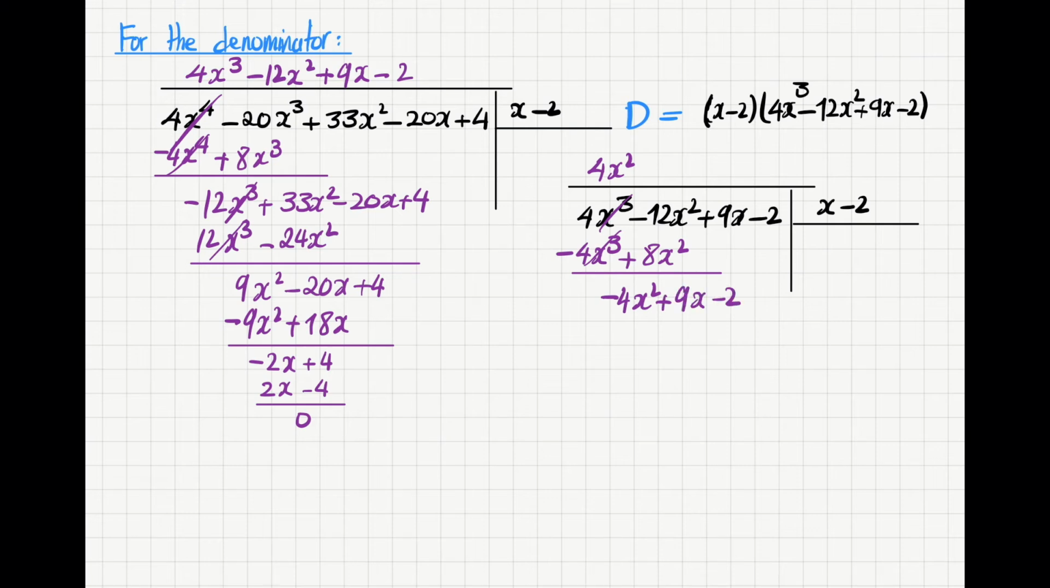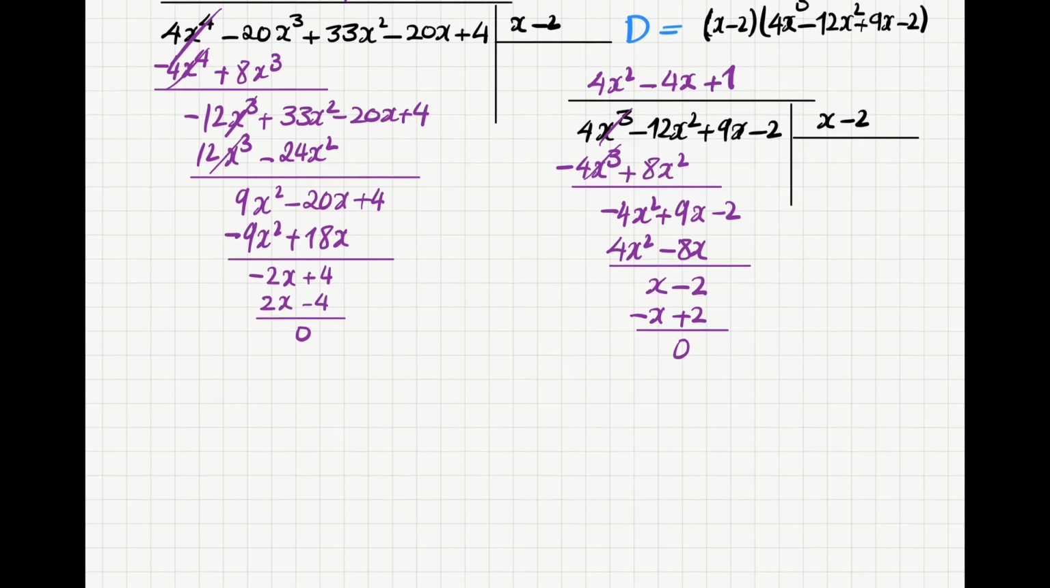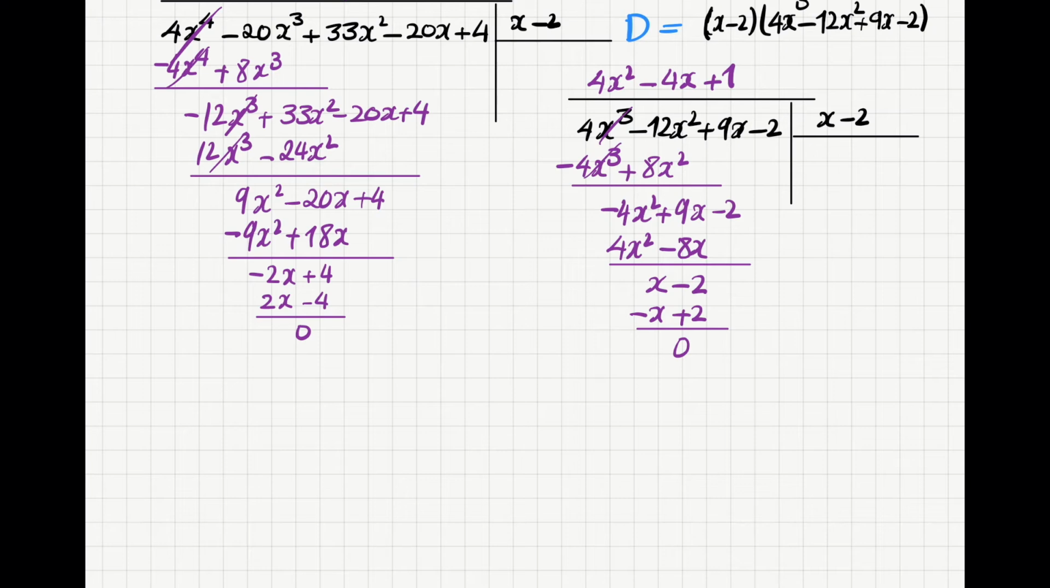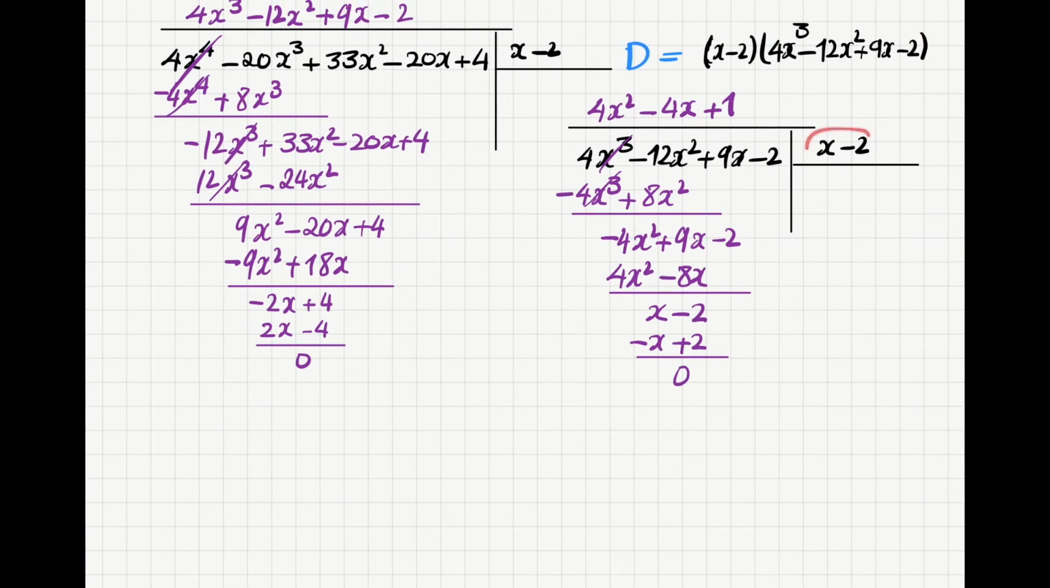And then what I do, it becomes minus 4x, it becomes positive 4x squared and negative 8x. Then if I do it again, it becomes just simply x minus 2, and then I will have a 1 here. It becomes minus x plus 2, and as I expect, the remainder becomes 0. So what does this mean? This means that this polynomial itself is a product of this and that expression.